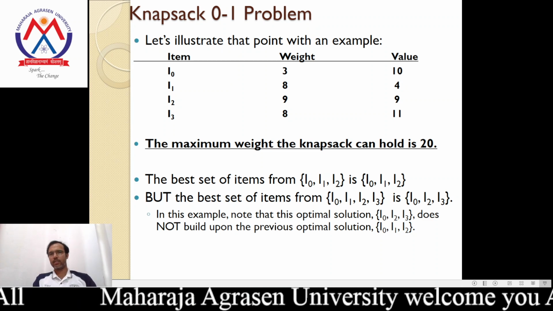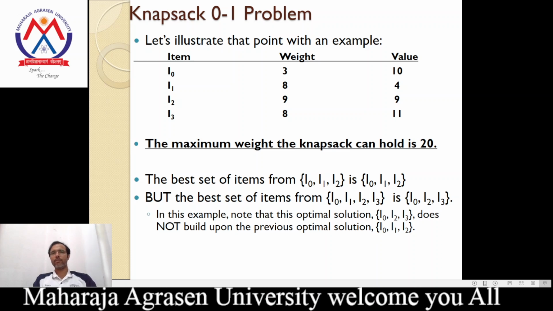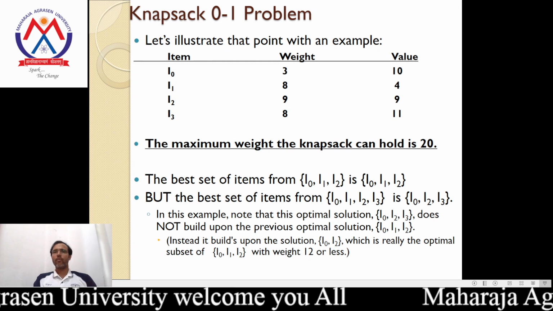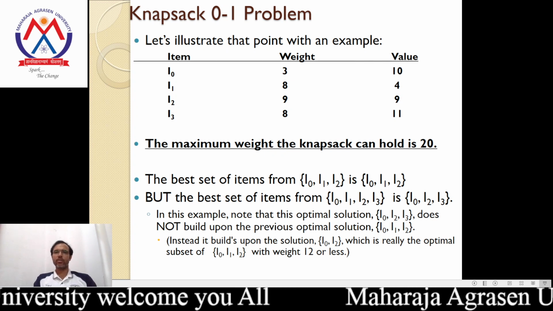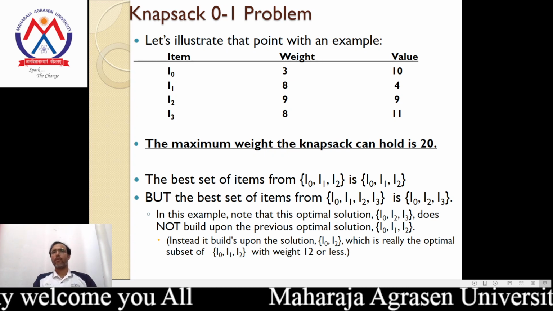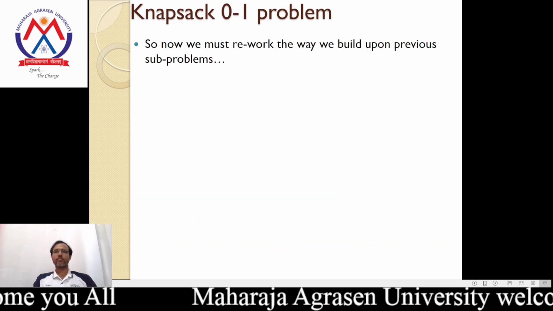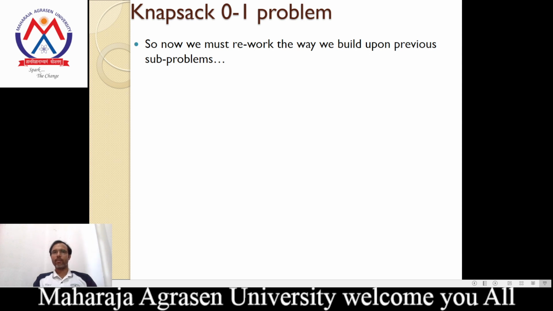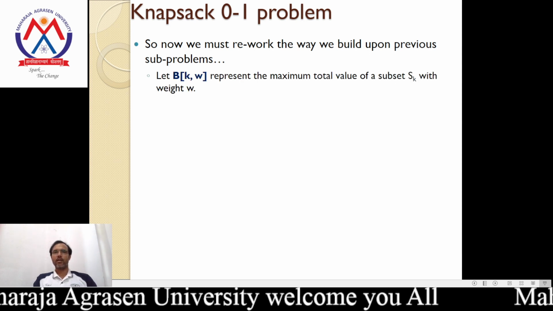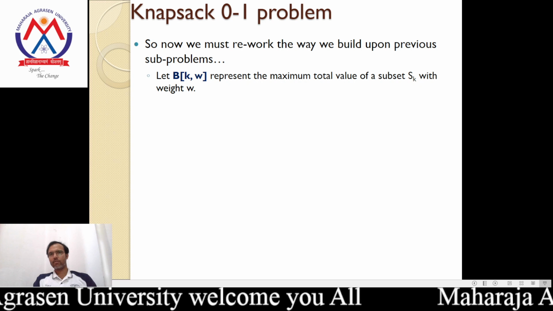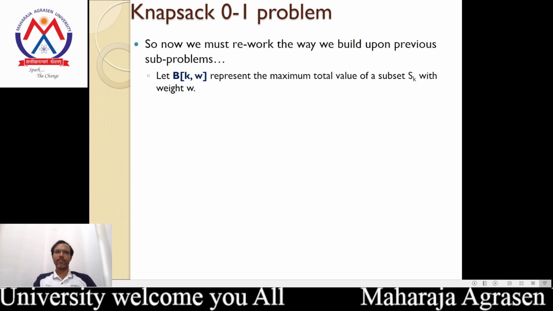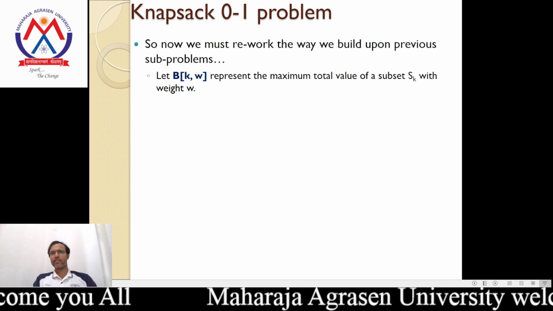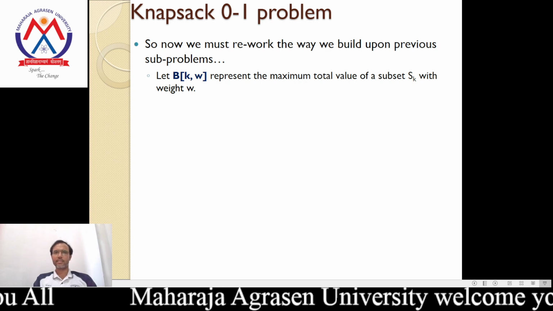Okay. In this case, the subset we have decided is, instead of building up the solution from I0 and I2, which is the really optimal subset of I0 and I2 with the weight 12 or less. So now we must rework the way we build upon the previous problem, and let B[k, w] represent the maximum total value of subset Sk with the weight w. The total value is represented for the case of the subset Sk.